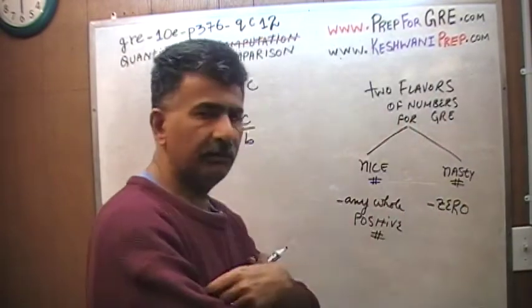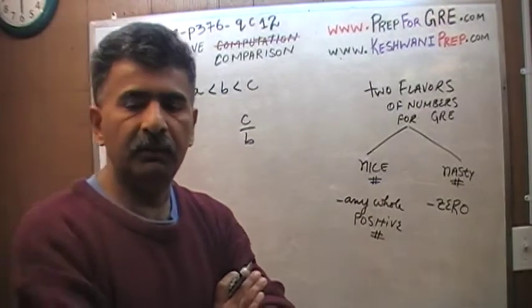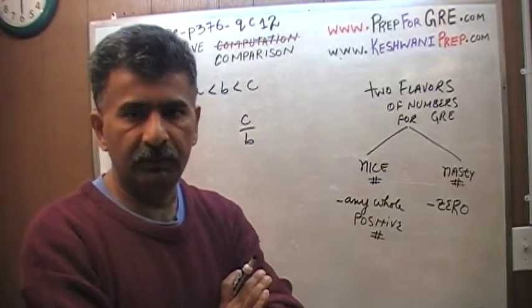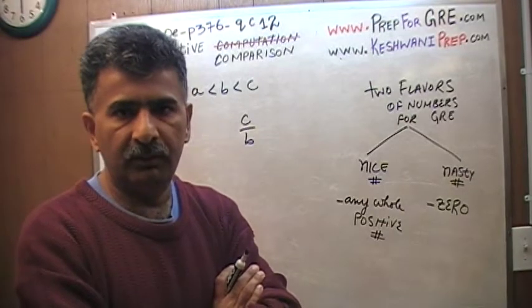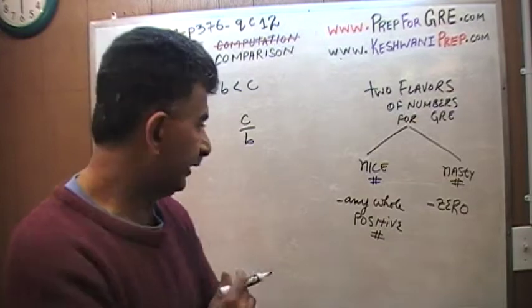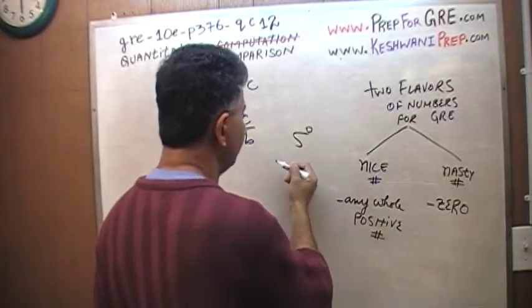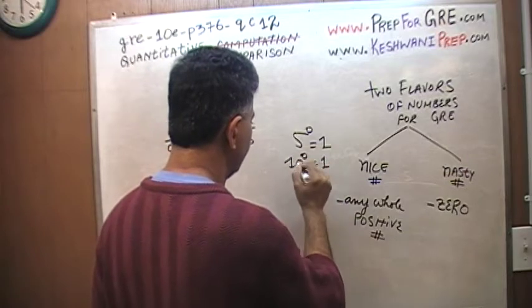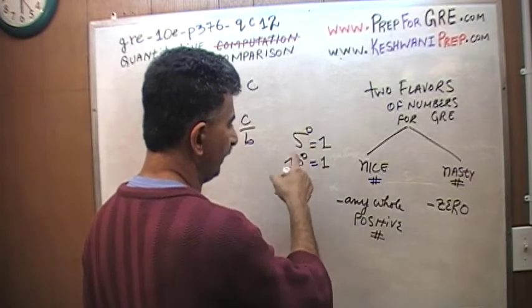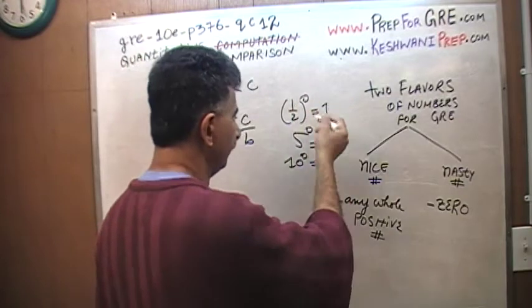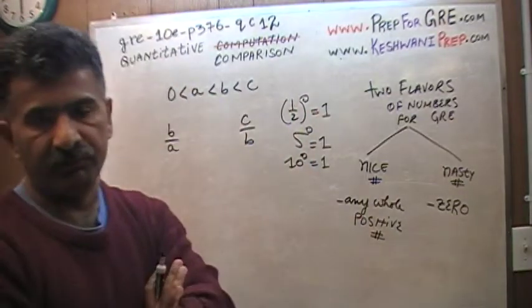Why is 0 nasty? Because it behaves in a very unpredictable, very mercurial way. Any number times 0 is 0, 0 divided by any number is 0, any number raised to 0 is 1. It behaves in a very strange way. If I have a 5 raised to 0, it is just 1, and 10 raised to 0 is also 1. This is a power, not a degree sign. 1/2 raised to 0 is also 1. You see, 0 behaves in a very strange way.